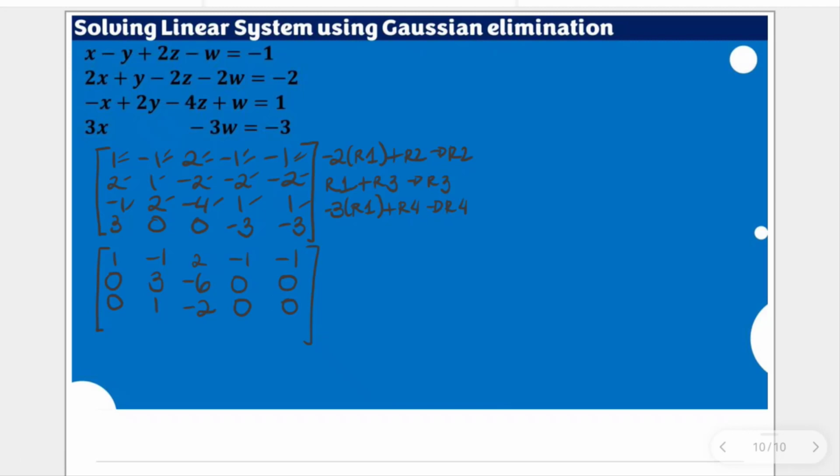Negative 3 times 1 is negative 3 plus 3, 0. And we have achieved this. That's our goal earlier. And apply for the rest. Negative 3 times negative 1 is positive 3 plus 0, so we have positive 3. Negative 3 times 2 is negative 6 plus 0, negative 6. Negative 3 times negative 1 is positive 3 plus negative 3, 0. Negative 3 times negative 1 is positive 3 plus negative 3, 0.